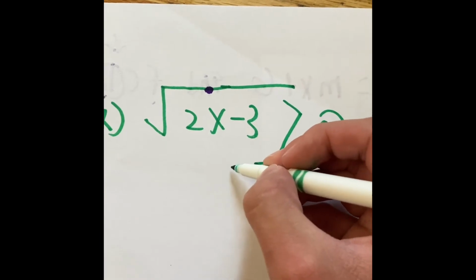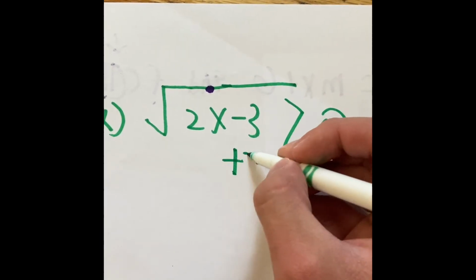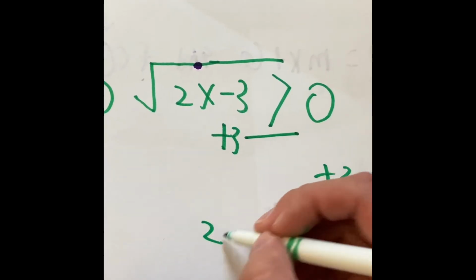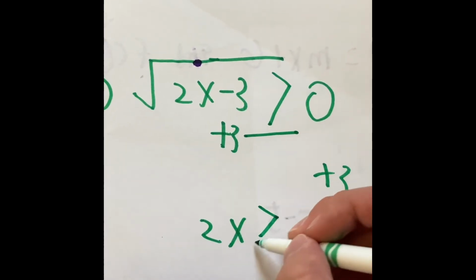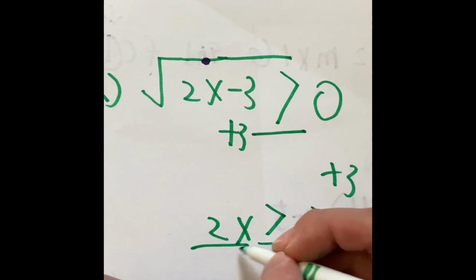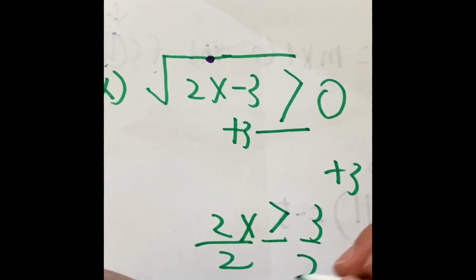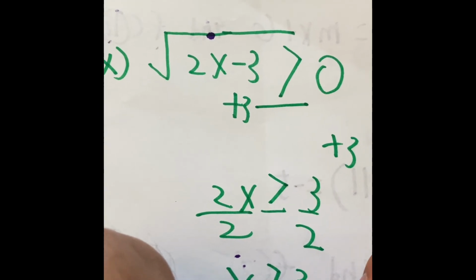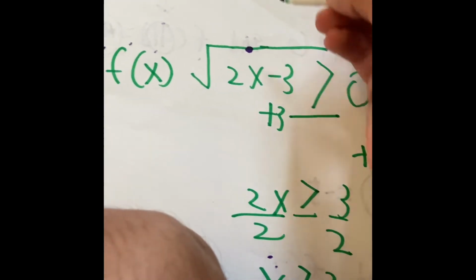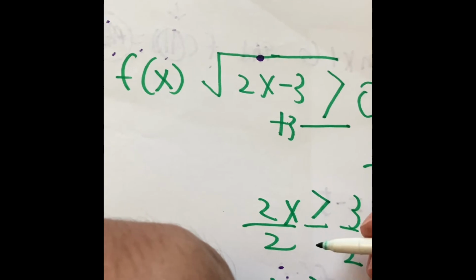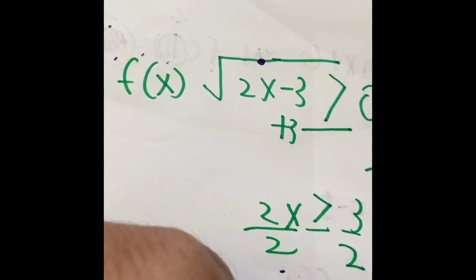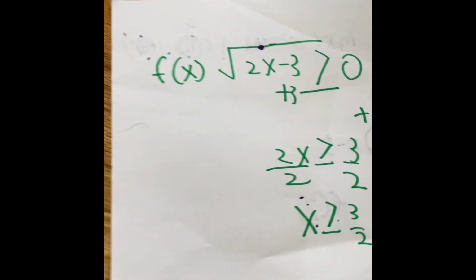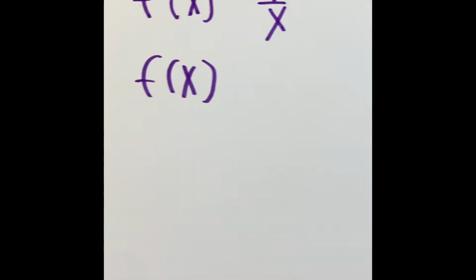So what you want to do is simplify. Add 3 to this side, add 3 to this side, so we get 2x is going to be greater or equal to 3. Divide the two sides to get x alone, and x is going to be greater or equal to 3 over 2. So that tells us that this is going to be a true statement, because there's no negative number inside the radicand. Let's move on to our final function.